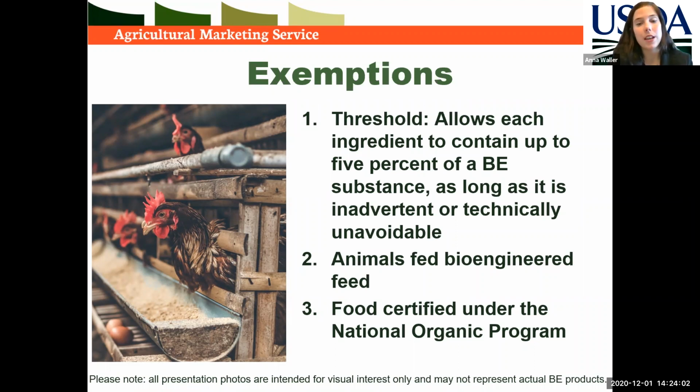Conversely, if a bioengineered animal such as salmon is fed a bioengineered feed, disclosure would be required because the animal is bioengineered, but not because of what it was fed. The last exemption is for organic foods. Foods and ingredients that are certified under the National Organic Program do not require disclosure.